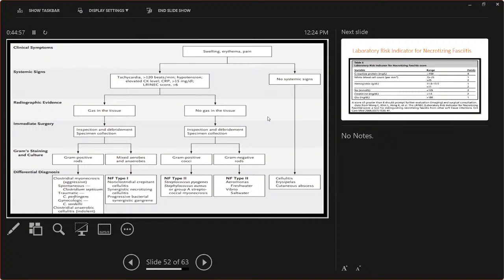If there is soft tissue infection with systemic signs, we can go forward with radiological investigation, because this means that it is NSTI. If there are no systemic signs, then we will suspect other soft tissue infections like cellulitis, erysipelas.